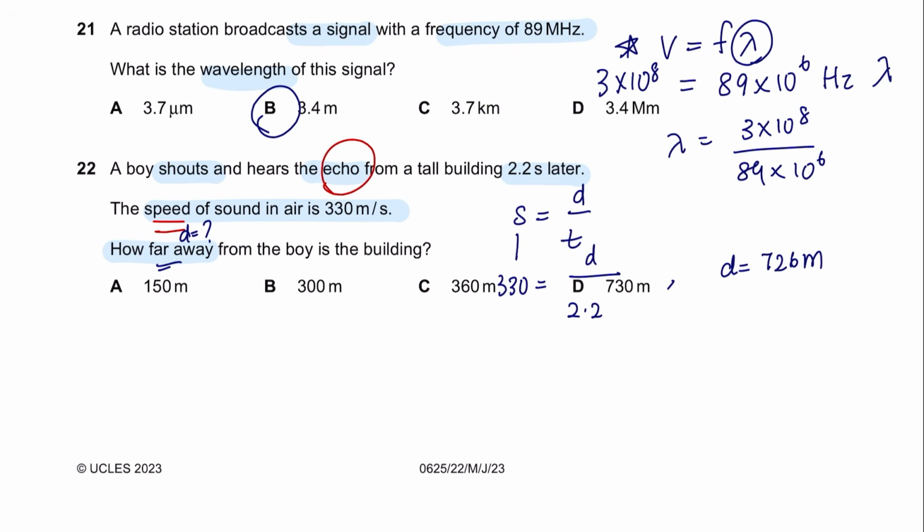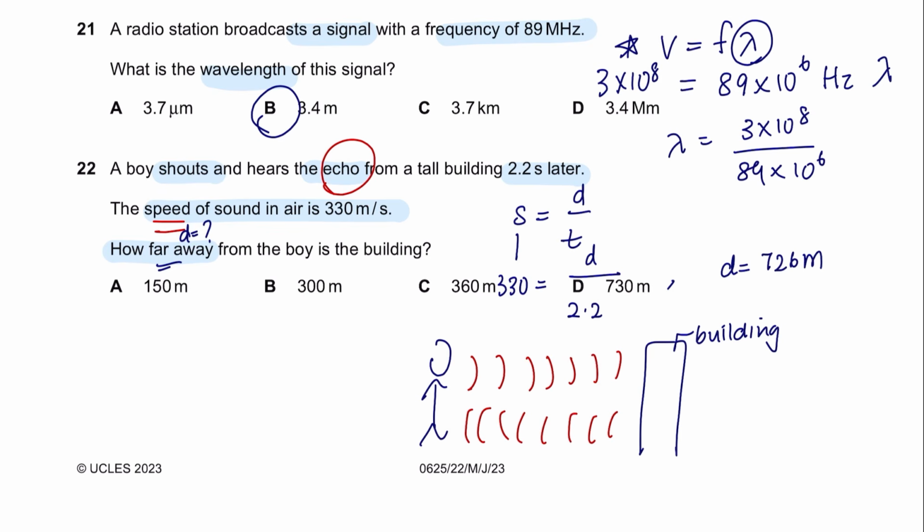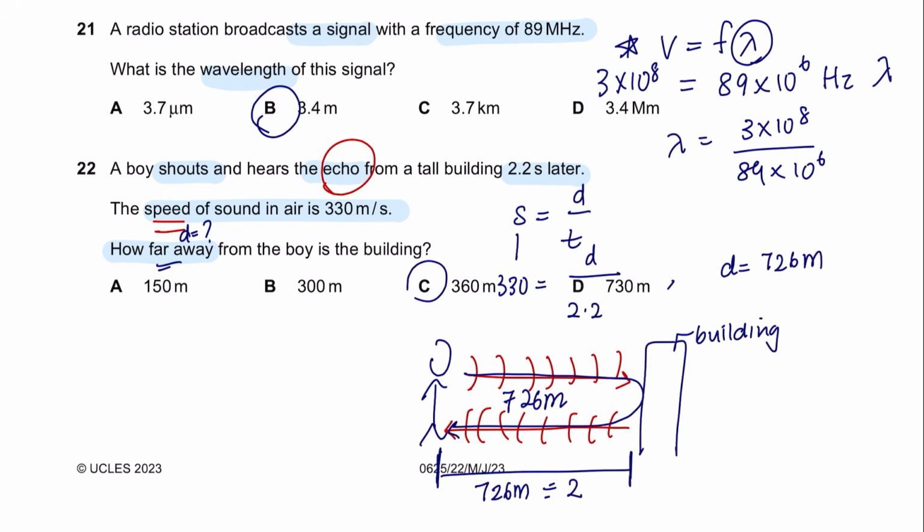However, pay attention that this is an echo. So when the boy shouts, the sound travels in this direction, this far, and then the echo means that the sound returned, meaning that the sound has practically traveled this and then this, a total of 726 meters. So the distance of the boy from the building is 726 meters divided by 2. So your answer is 363 meters.